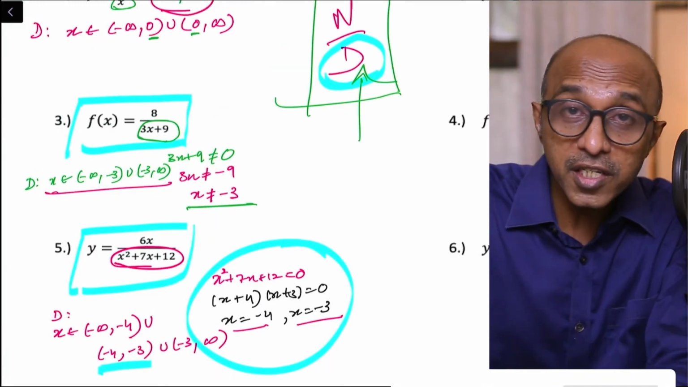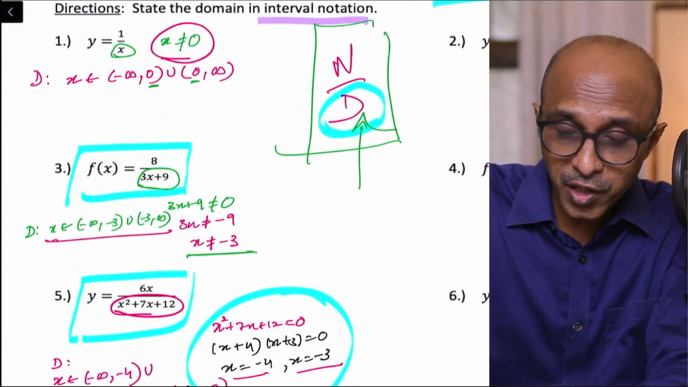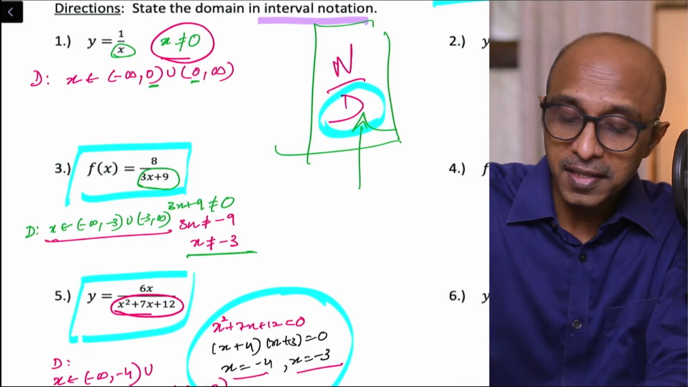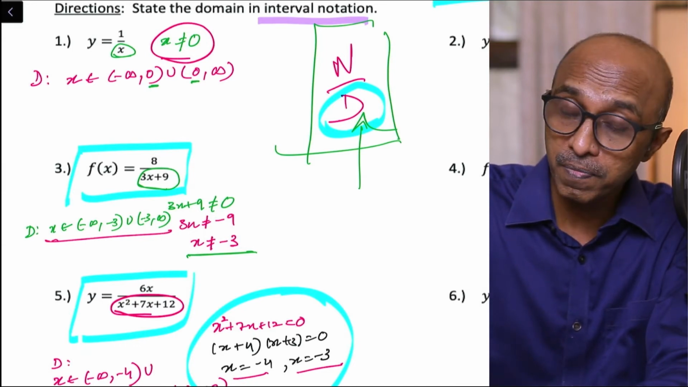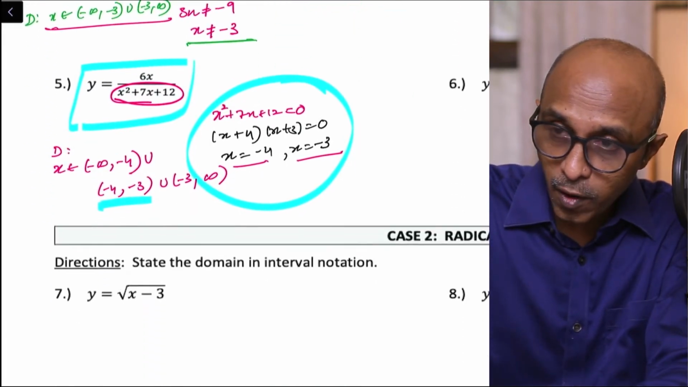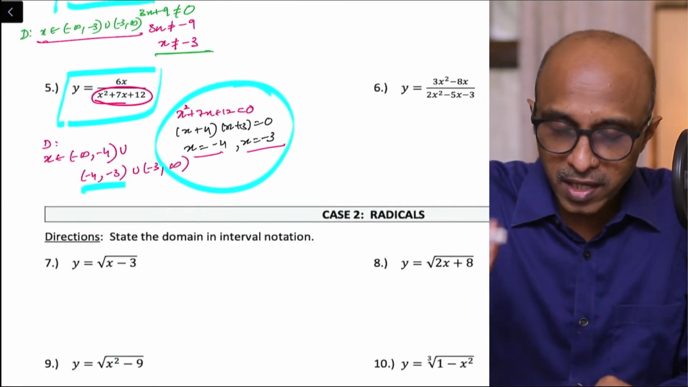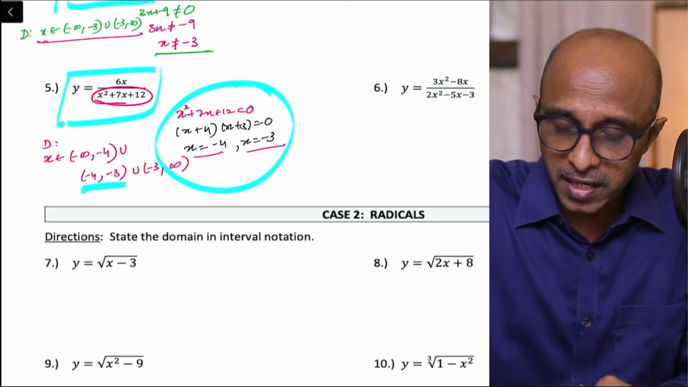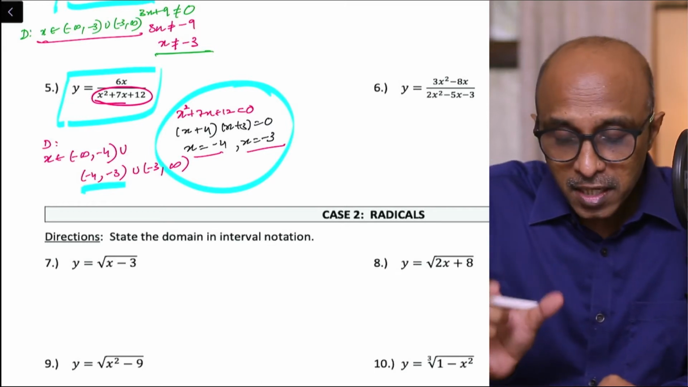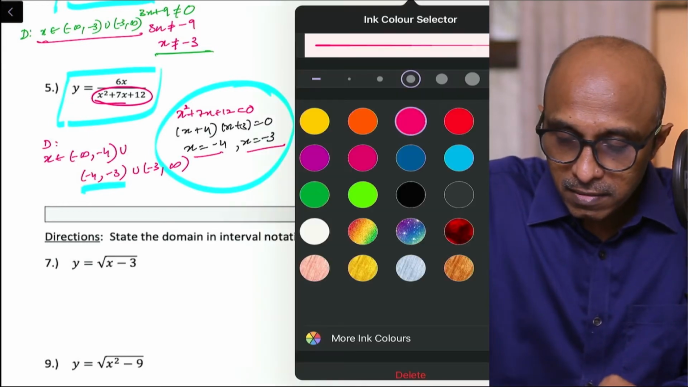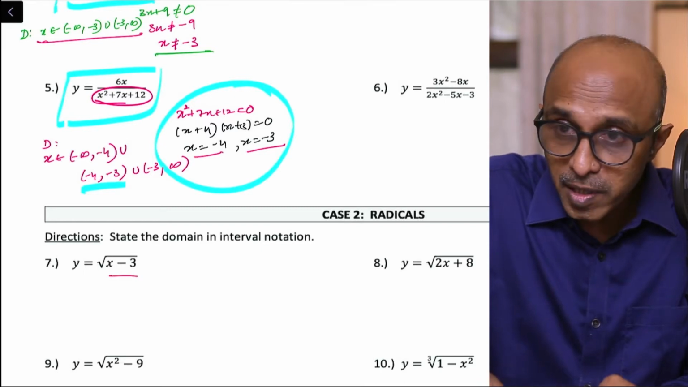Okay? This is case 1, the case where we have fractions, and we know that in a fraction, the denominator cannot be 0. The second case is that of radicals. A radical is just like a square root. The square root sign is sometimes referred to as a radical, and the term inside the radical sign here is x minus 3.